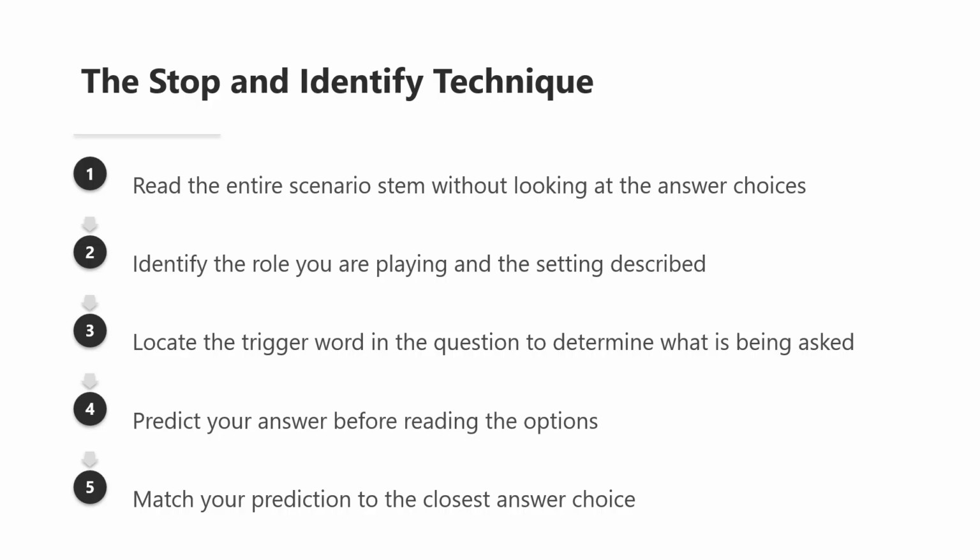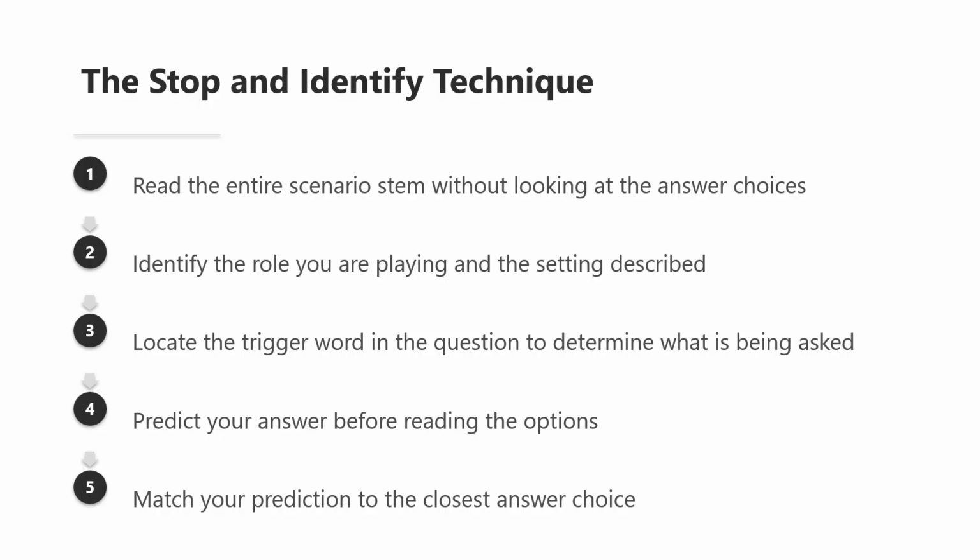The exam, administered by the National Commission for Health Education Credentialing, or NCHEC, is full of scenario-based questions that describe a real-world situation and then ask you to select the best course of action. These scenarios can be 3, 4, or even 5 sentences long, and buried within all that context is the actual question you need to answer. This is where the stop and identify technique becomes your most valuable tool. Let me walk you through how it works, step by step.